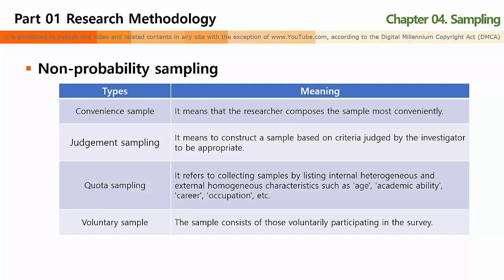The last is voluntary sampling. The sample consists of those voluntarily participating in the survey. Responding voluntarily to the survey means that the respondents' level of involvement is high.